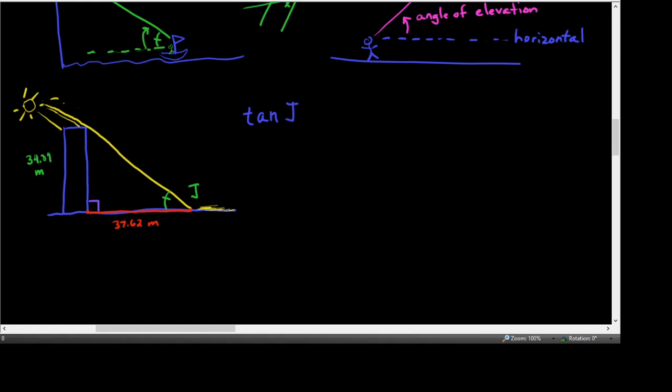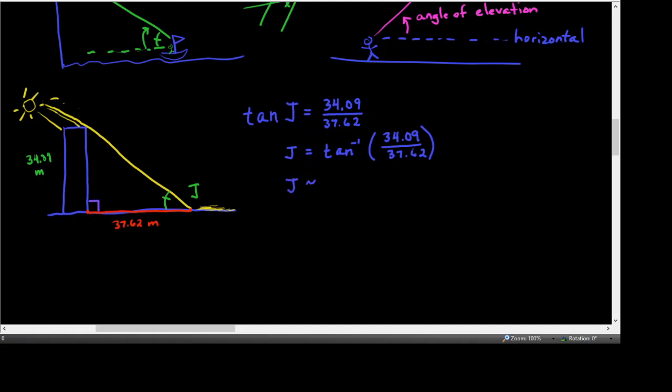So the tangent of angle J is opposite, 34.09, divided by adjacent, which is 37.62. All right, then to solve for angle J, we'll need to take the tangent inverse of that fraction, that ratio of two sides opposite over adjacent. This is a good place to pause and type this in and make sure you can get the right answer.